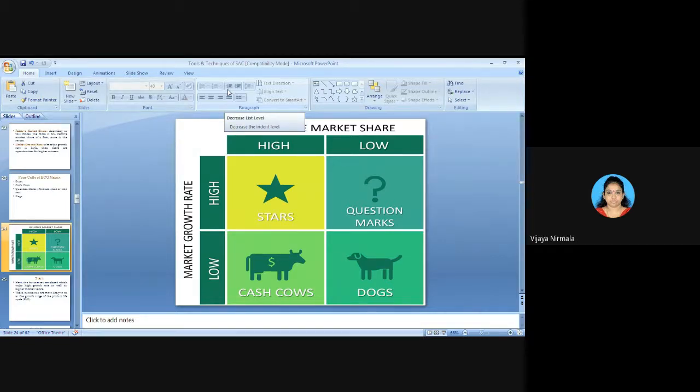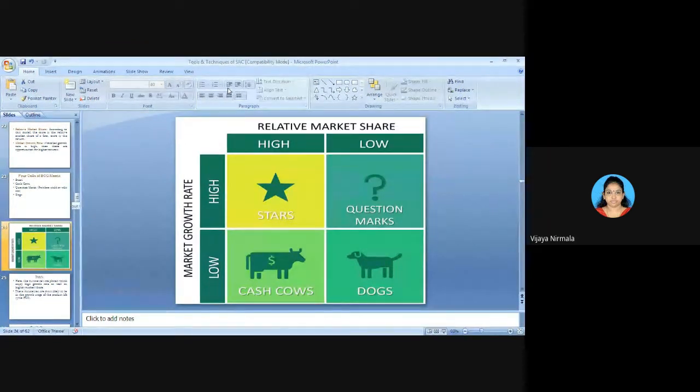And the next one: if the market growth rate is high, but the market share is low, then it goes with question marks. And the next one is cash cows. So stars is the first one, and the second one is cash cows.